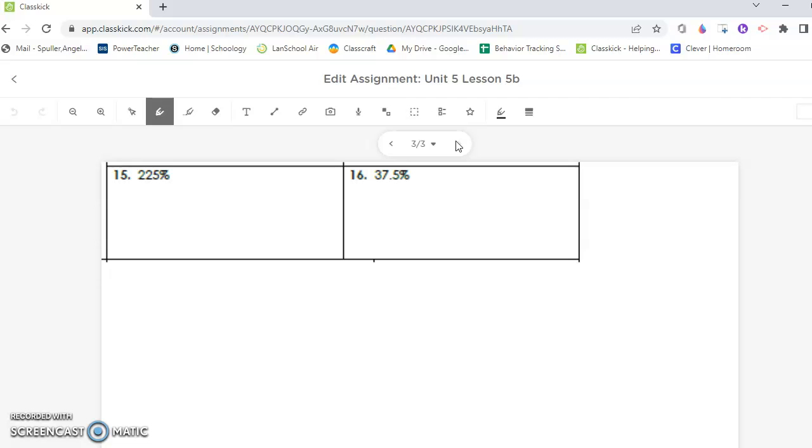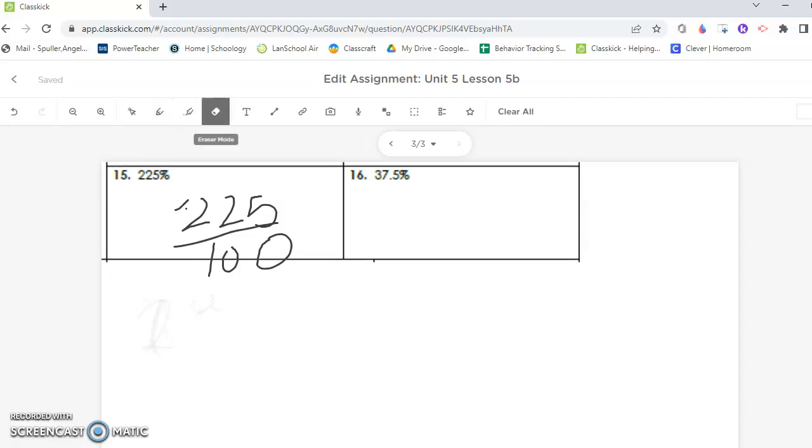All right, now moving on. So here we have 225 over 100. Well, I'm going to take 200 away, right? Because there's two 100s in it. I'm going to say that gives me, gosh, my pen is not working very well.